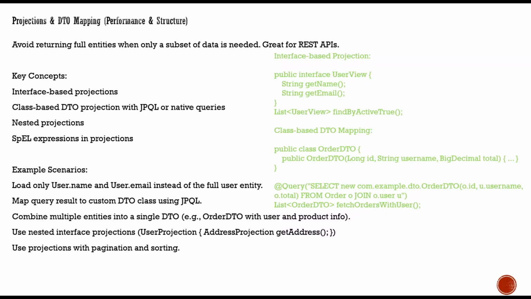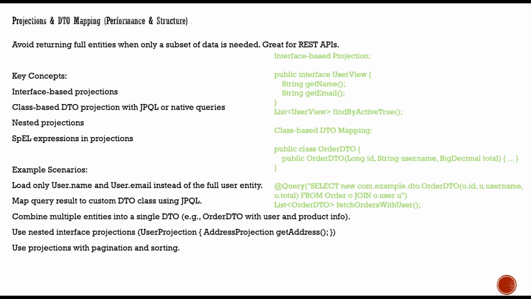Projections and DTO mapping, this is one of the performance enhancements. You want to avoid returning the full entities, right? We only want to return the certain set of data which is needed, so that is used, let's say, for the REST API, how we use it, right? So in that case we use it.